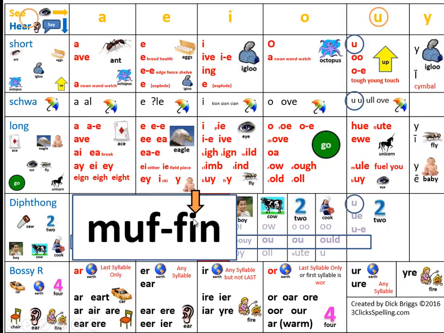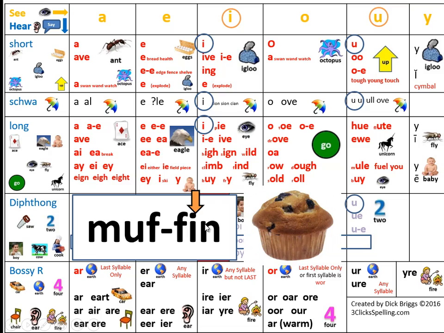Let's look for the I. Again, we're just looking for the single I because it matches that. So we have I. According to our rules, we always start with the highest one. Thin, muffin, muffin. There's our muffin.